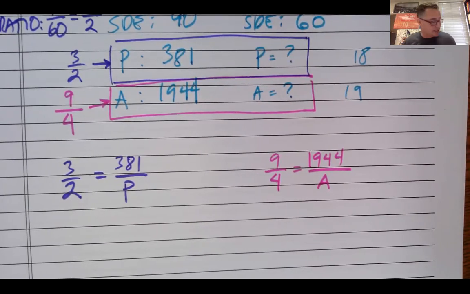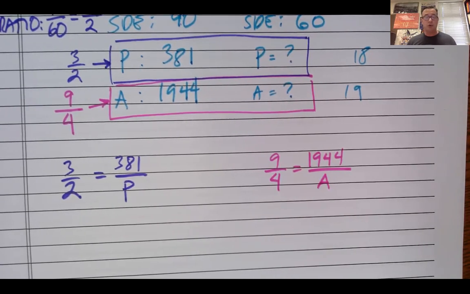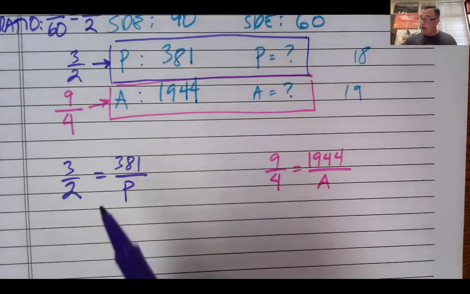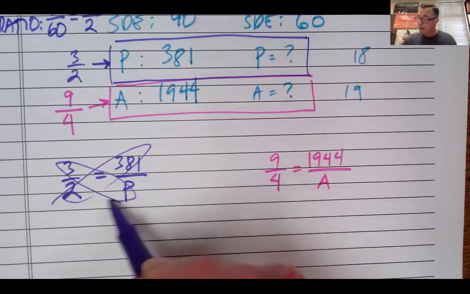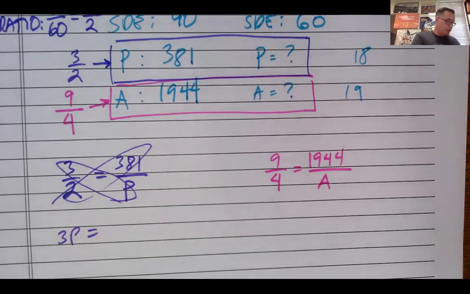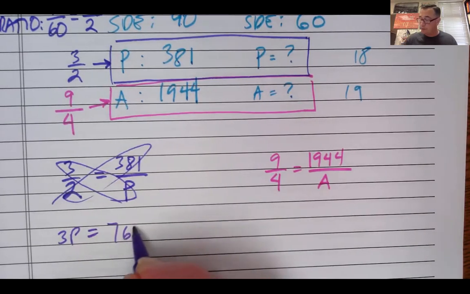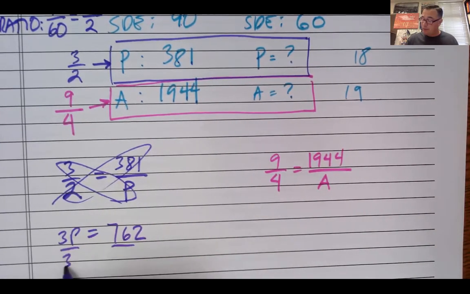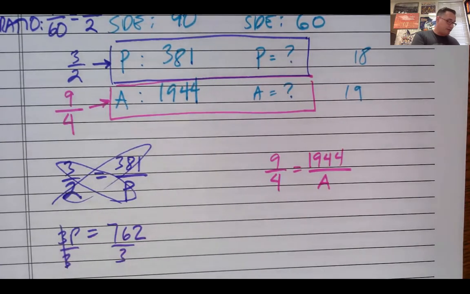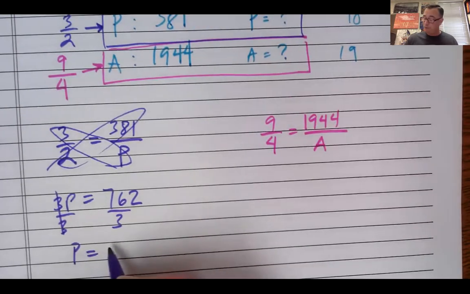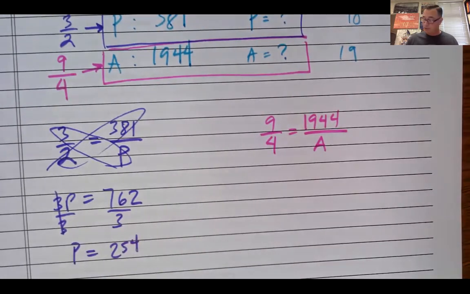And I am looking at my time and saying, okay, I've got time to probably do at least one of them. We're going to see if I can get to both. Okay, so when I cross multiply, I am going to get 3P is equal to 2 times 381, which is 762. And that means if I divide both sides by 3, I'm going to get that 762 divided by 3 is 254. Our perimeter of the smaller shape is 254, which is nice.